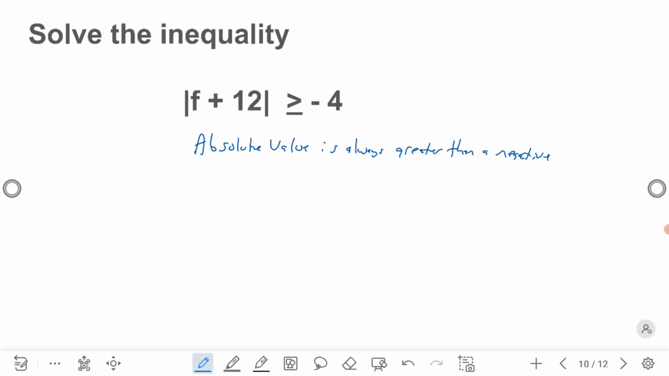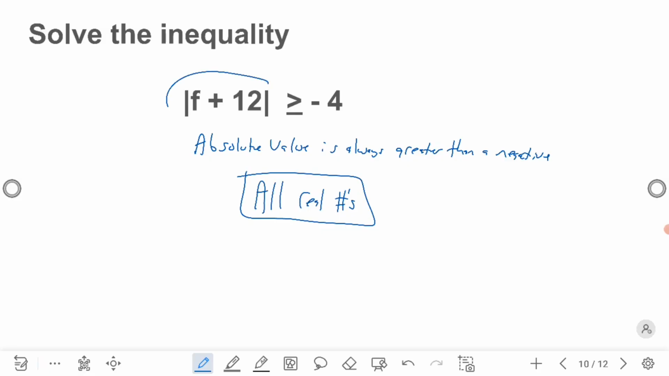Okay, so if you have that pop up, your answer is going to be all real numbers. Whenever you have an absolute value greater than a negative, it's always going to be greater than a negative because it's positive. So for that answer, you don't even have to do the work. You just know the answer is all real numbers.